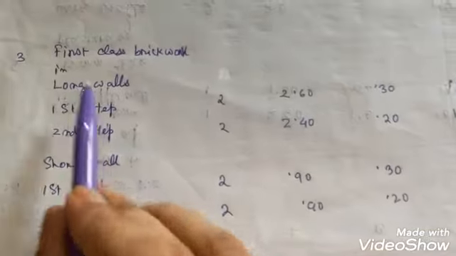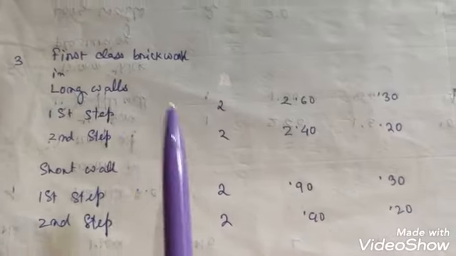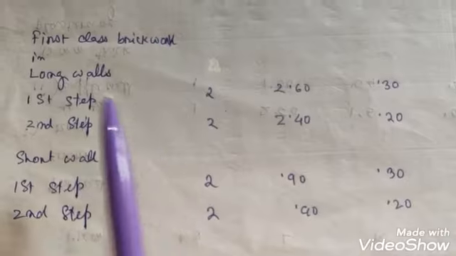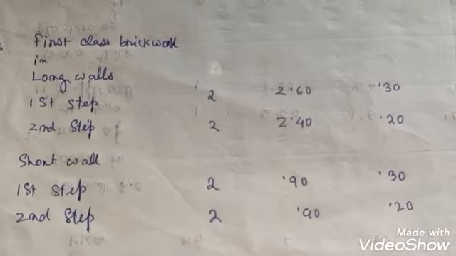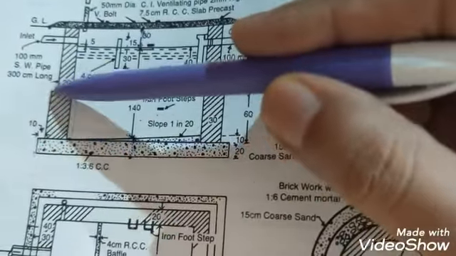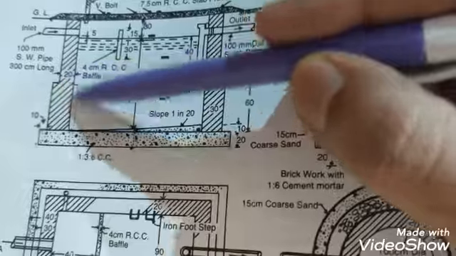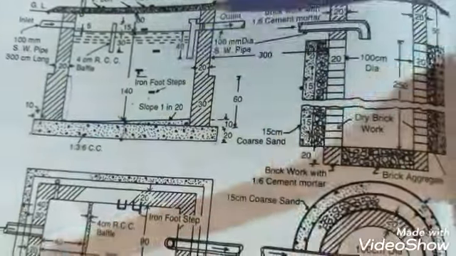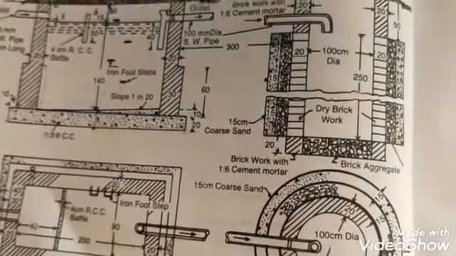The next item is first class brickwork in the walls of the septic tank. We have divided the walls into long walls and short walls, but this long wall and short wall calculation will be different from the earlier method, because these walls are not symmetric. It is extended on one side only, not on both sides. So the earlier long wall short wall method cannot be applied here. This will be different. It is very easy, very simple.